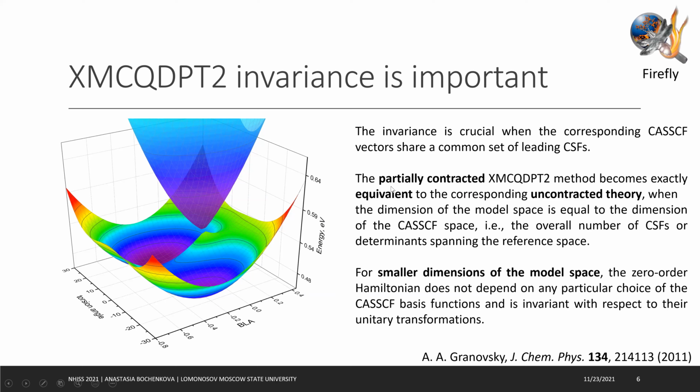And we think that the invariance is quite important when we really want to study very carefully the topography around the conical intersections, because the invariance is crucial when we are dealing with the KS-SCF functions which share a common set of leading configurational state functions or Slater determinants.